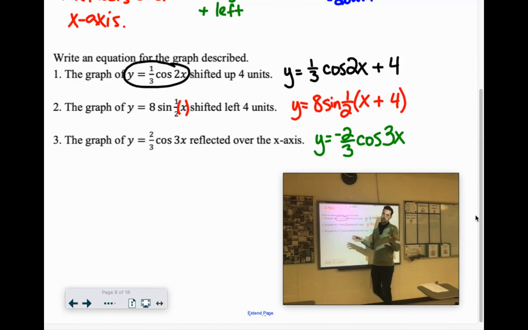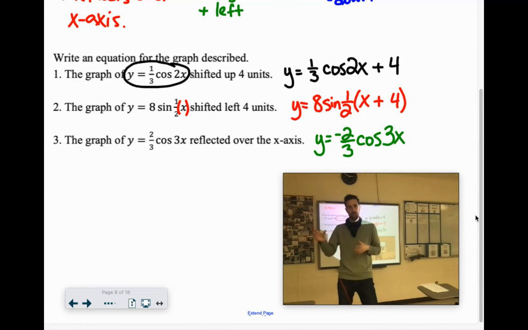Just wanted to introduce you today to the transformations formula. Tomorrow we're actually going to get into graphing it with these transformations, right? It'll be very fun. It'll be like, oh, cosine, oh, sine.